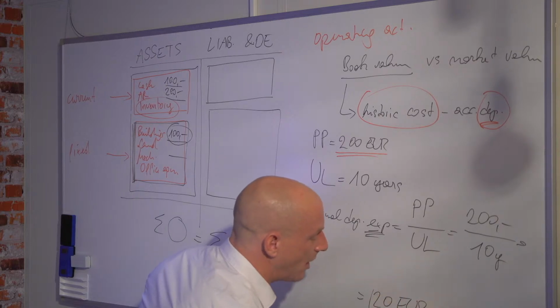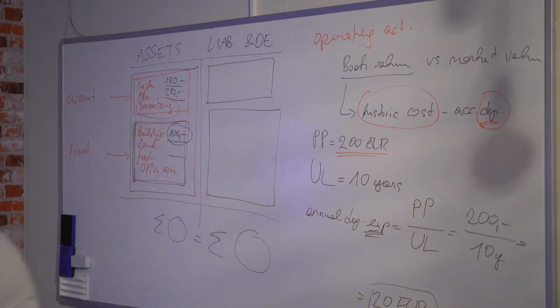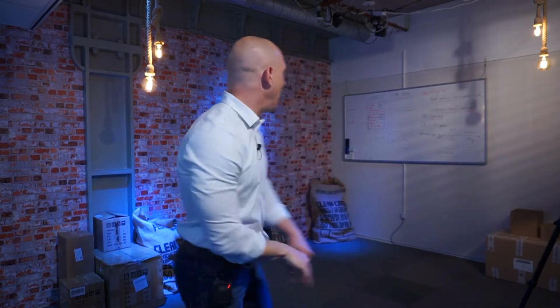What does this mean now? This means I purchased the car for 200. In the first year, it will show up in my balance sheet here.